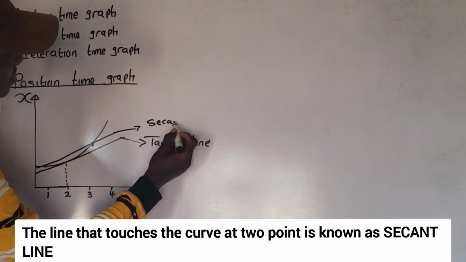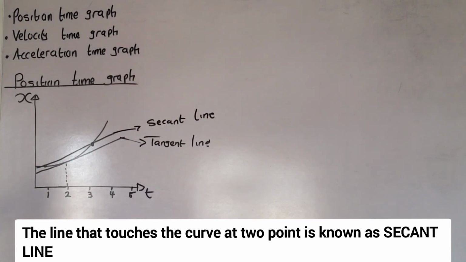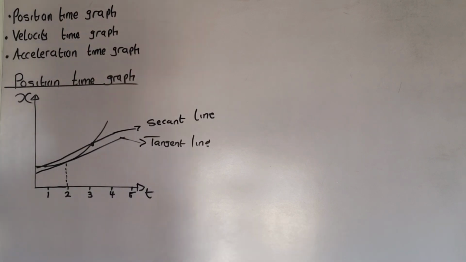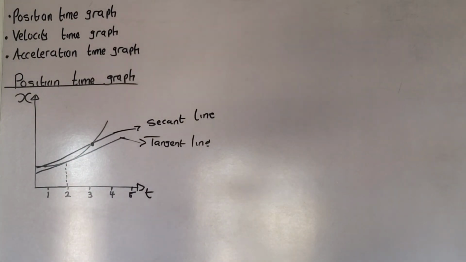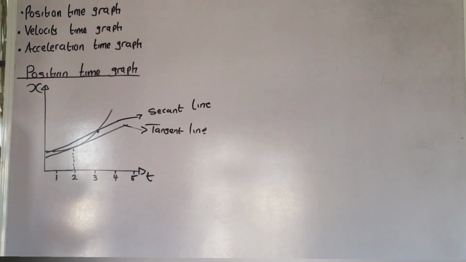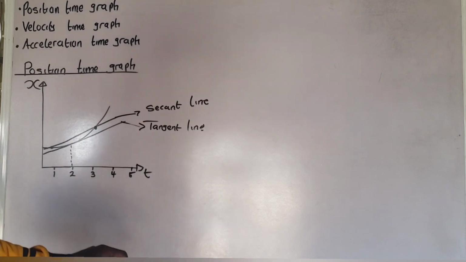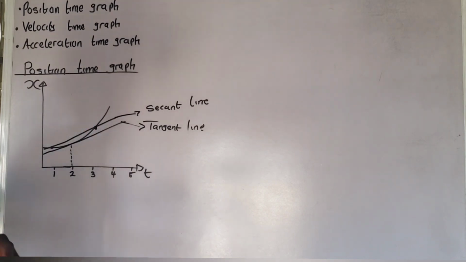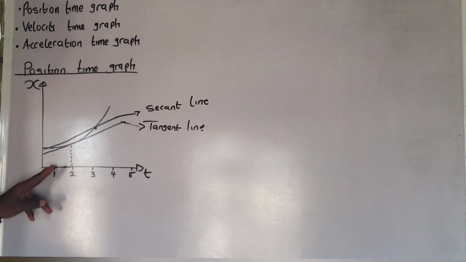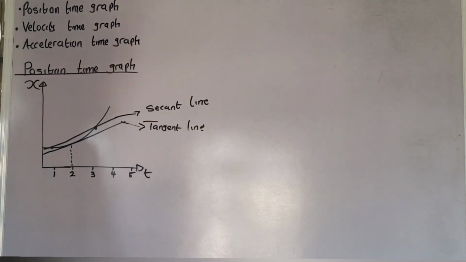Secant line. The tangent line touches the curve at exactly 1 point, while the secant line touches the curve at 2 points. The slope of a secant line gives us the average velocity. You can see that the secant line touches the curve at exactly 2 points, that is at point 1 and at point 3. So the slope of a secant line gives the average velocity.